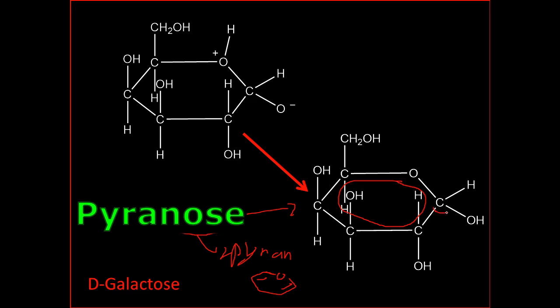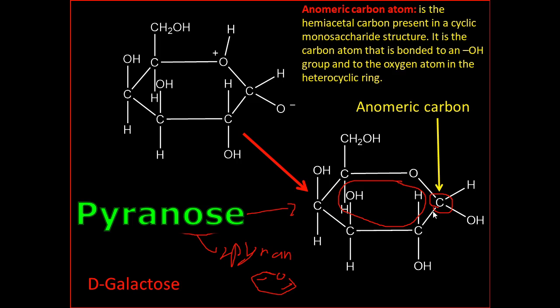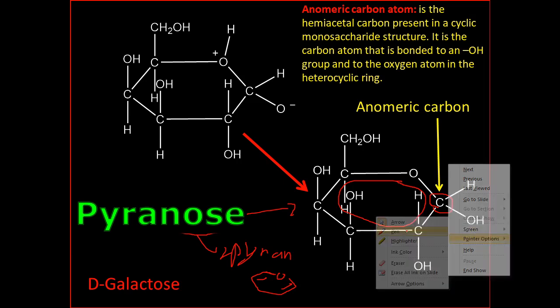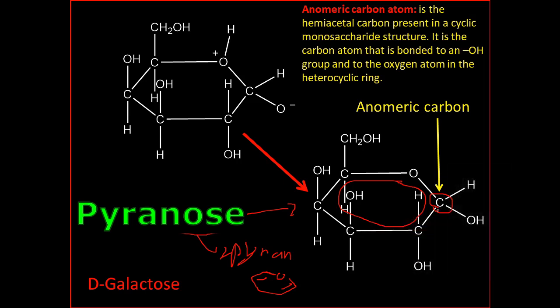Now, this carbon here will also have a specific name. It is called the anomeric carbon. When we say anomeric carbon, it means that it is the hemiacetal carbon present in a cyclic monosaccharide structure. It is the carbon atom that is bonded to an OH group and to the oxygen atom in the heterocyclic ring.